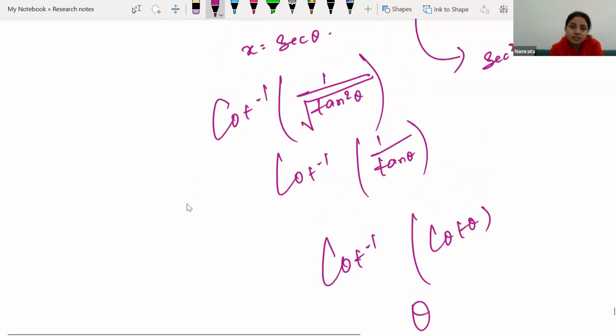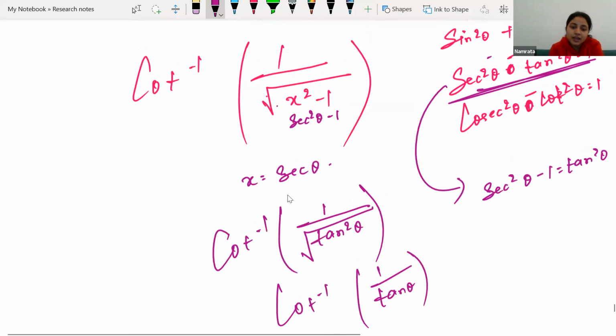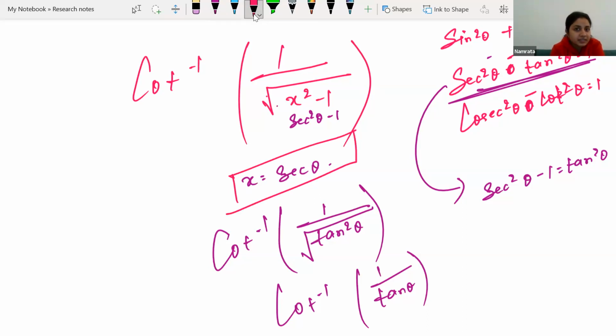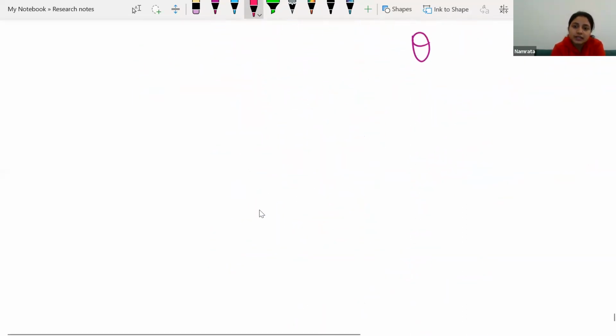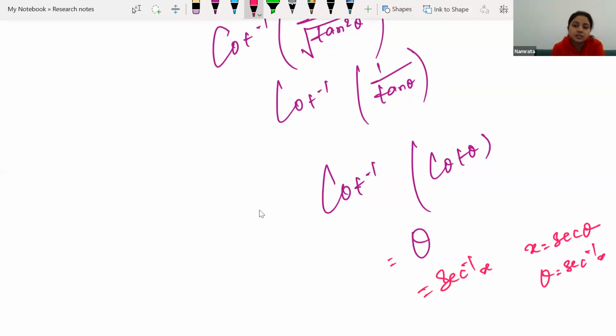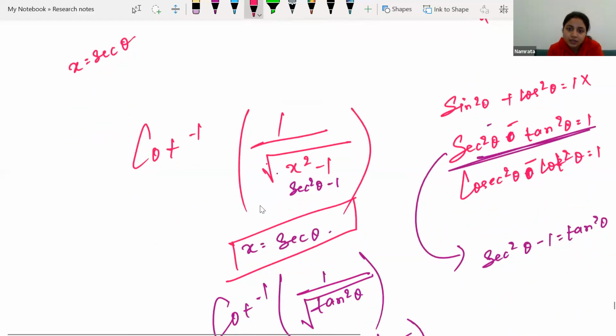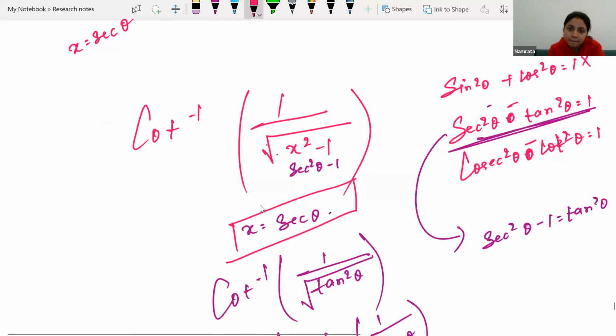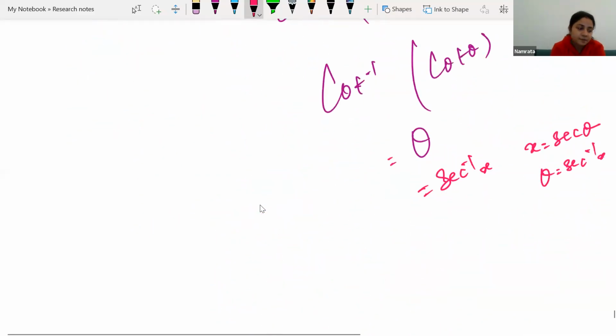Theta. Okay, now we have to do the back substitution. Here we have assumed x equals sec theta, so theta will be sec inverse x. That is our answer. Is it okay? Yes, ma'am.